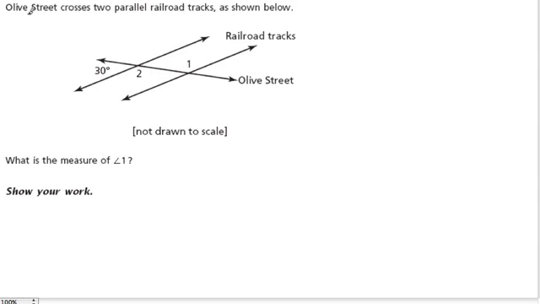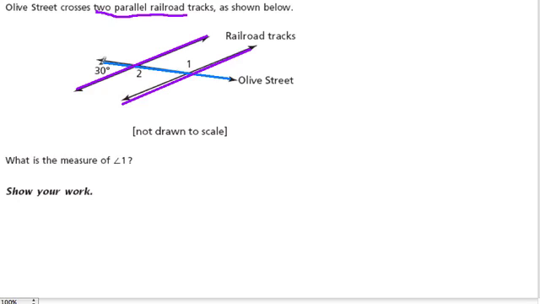Problem. Olive Street crosses two parallel railroad tracks as shown below. So here's Olive Street. Let's highlight that. It crosses the railroad tracks, which have to be, in this case, the other two lines. So in this problem, one way to think about it is that Olive Street is your transversal, and the railroad tracks are your two parallel lines, right? They say they're parallel.